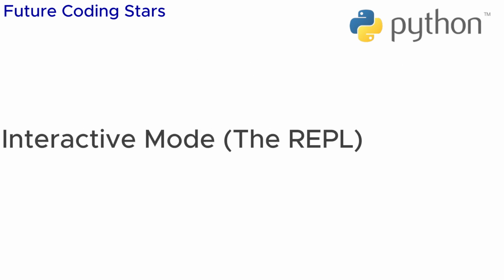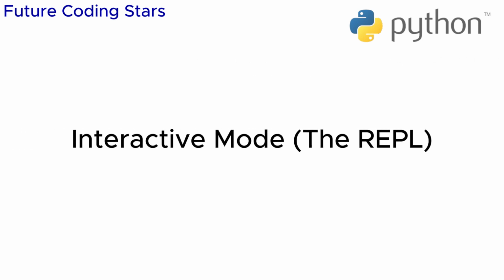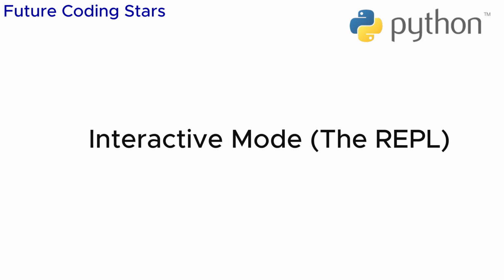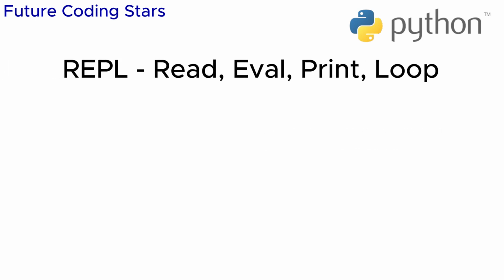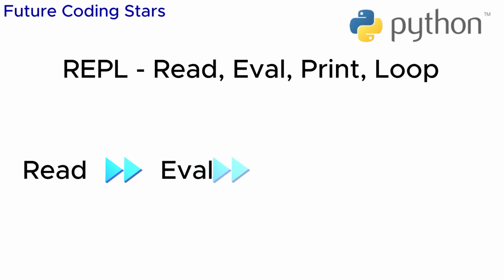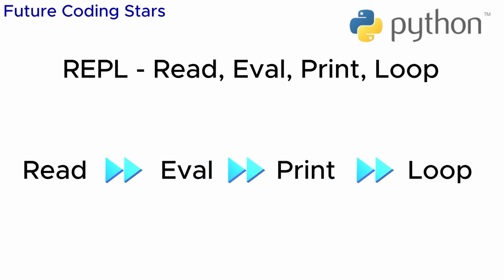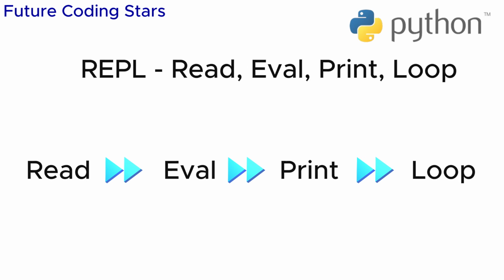So the first way to talk to this interpreter is called interactive mode. This is like having a direct conversation with Python. You type one command, and Python runs it immediately, showing you the result. This is often called the REPL, which stands for Read-Eval-Print Loop. Read, Python reads the command you just typed. Eval, it figures out or evaluates what that command means. Print, it prints the result back to your screen. Loop, then it waits for your next command, looping back to the read step.